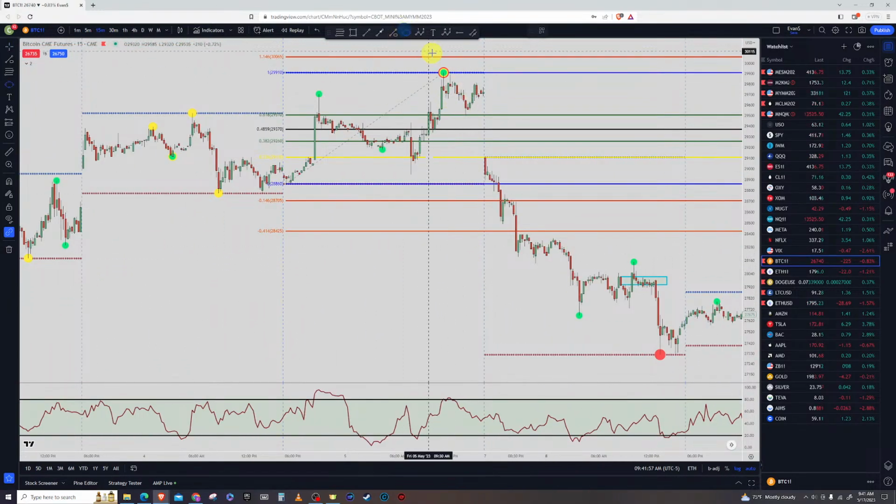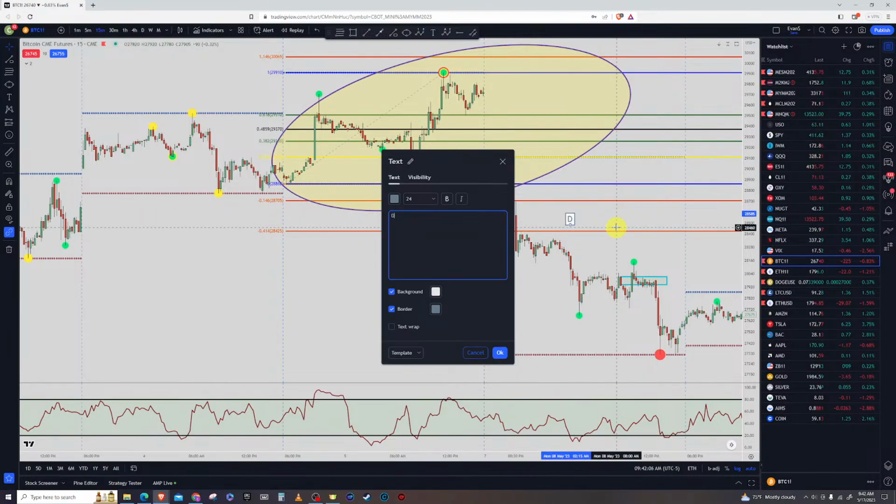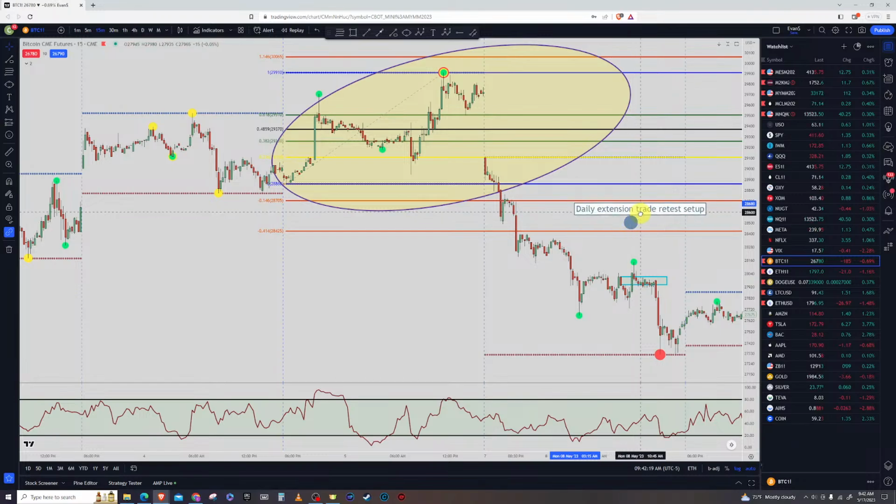Make a note of that. The daily extension trade retest setup. There we go.